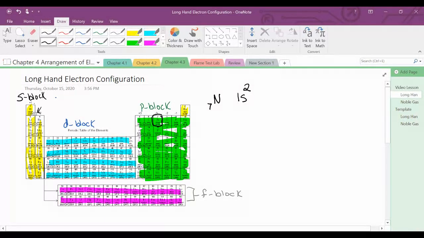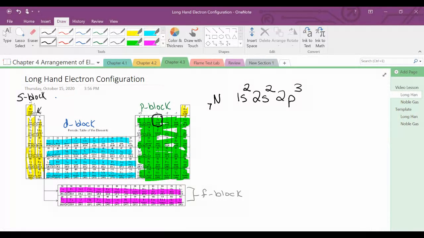I move down to the second energy level, 2. I'm in the S block still, so it's 2s, and I'm going to be 2s2. I'm at beryllium right now. I'm moving over to the P block. The P block is still at the second energy level, so it's 2p. And I count over 1, 2, 3. It'll be 2p3. And that will be the longhand electron configuration for nitrogen.